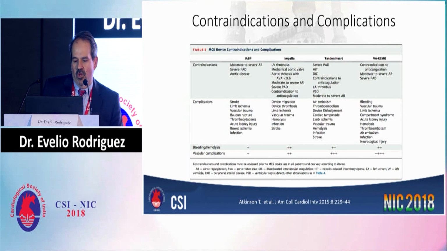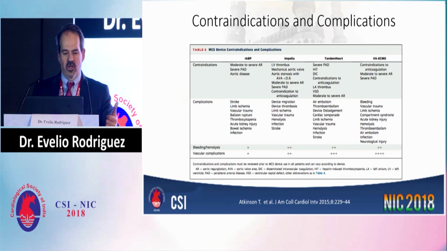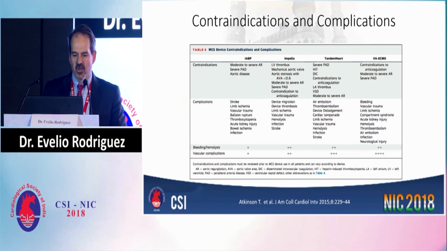The only other thing I just want to go over is the contraindications and complications. For the intra-aortic balloon, as you guys know, moderate to severe aortic insufficiency and peripheral vascular disease. For the Impella, if you have aortic valve issues with aortic stenosis, there may be a contraindication. And for the tandem heart, again, you have to be able to anticoagulate the patient, and if you have a VSD, there's a contraindication.